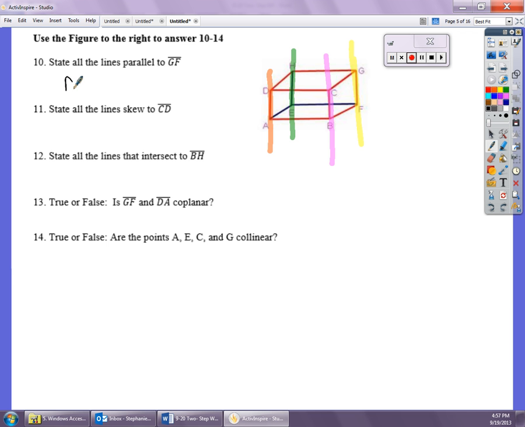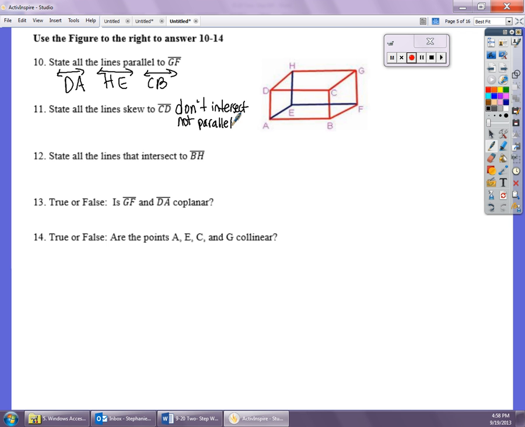Alright, so those would be your answers: CA, HE, and CB. So that takes care of parallel. Now when we talk about skew lines, they do not intersect, and they're not parallel.